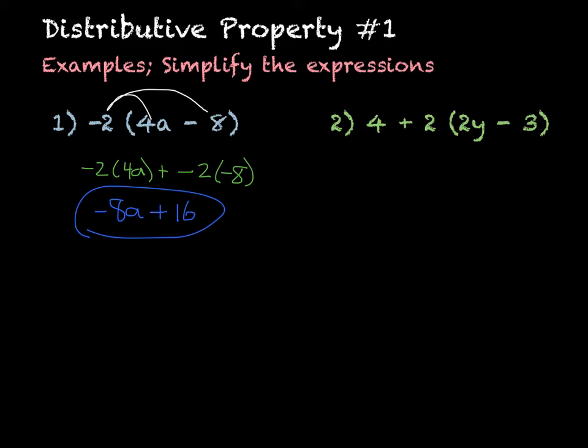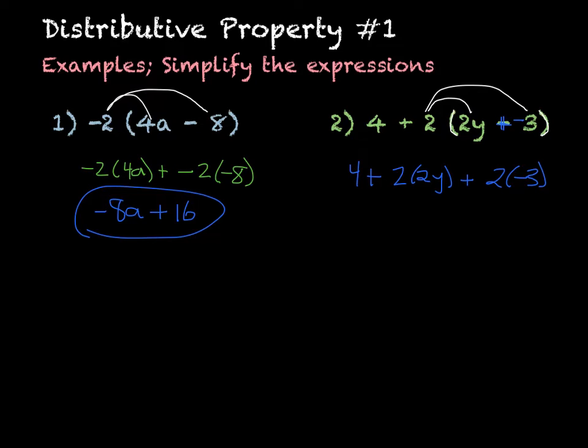Example 2, you only distribute in the thing that is next to the parentheses. So the 2 is going to get distributed in, and then we'll deal with the 4 later. So what I'm going to have is the 4 is still there, plus 2 times 2y, plus 2 times negative 3. Because remember, whenever you see a negative, think of it as plus a negative to make it easier for yourself.